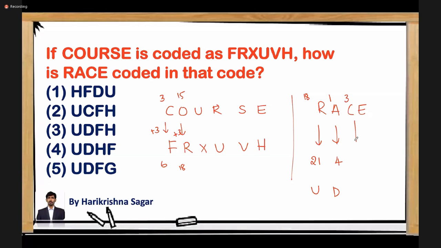C is the third alphabet. 3 plus 3 is going to be 6. 6 is nothing but F. The answer choice should be this. E is the fifth alphabet. 5 plus 3 is 8. 8 is going to be H. The answer choice should be U, D, F, H, which is available as option 3. Mark it as the answer choice. Look at the next question available on the screen.